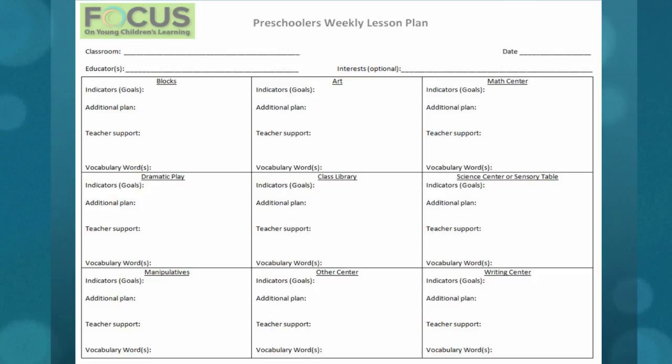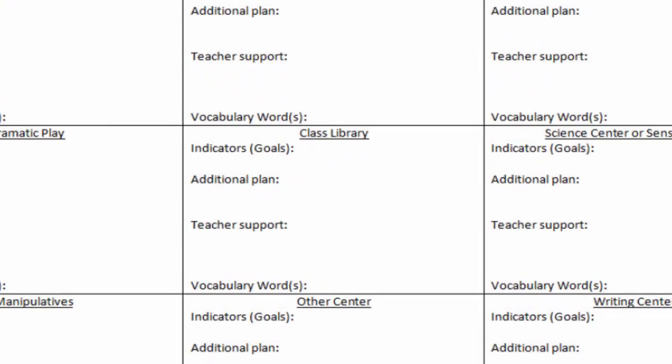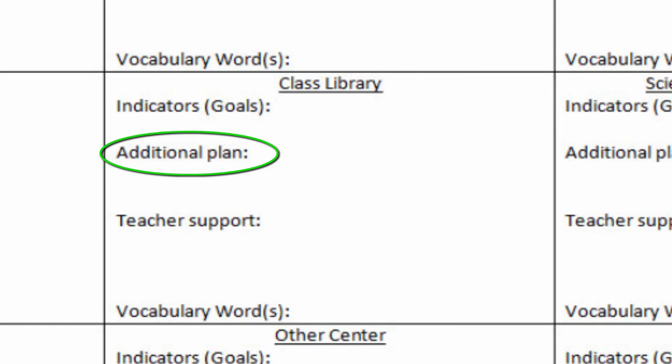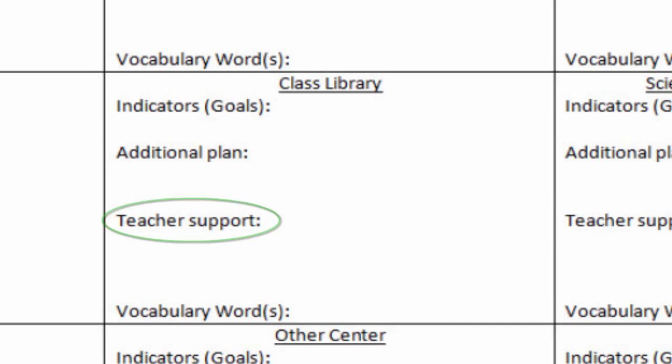There are 9 boxes with headings where you plan for the learning centers and related activities in your preschool classroom. The headings include blocks, art, math center, dramatic play, class library, sensory table or science center, manipulatives, other center, and writing center. Each box includes indicators and goals, additional plan, teacher support, and vocabulary words.